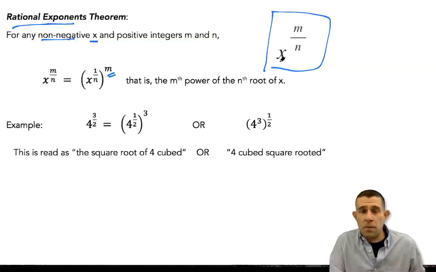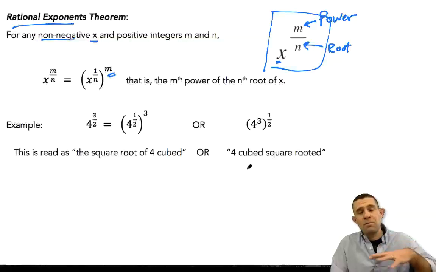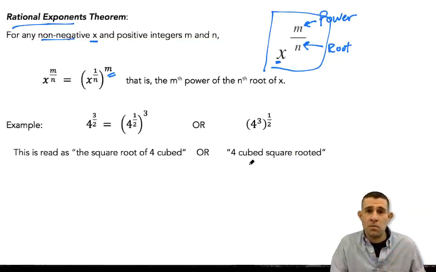Now, here's another way to think about this. Here is our base x raised to this m power. This is going to represent the power or the exponent that we're raising x to. And the denominator here, our n, is going to represent the root that we're going to be taking. So we're doing both a power and a root here.